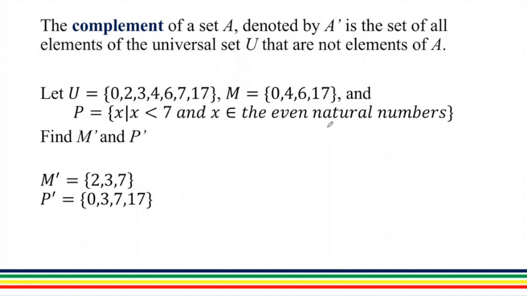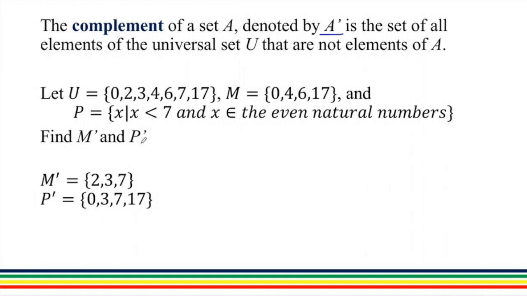The complement of a set A, denoted by A prime, is the set of all elements of the universal set U that are not elements of A. For example, we have a universal set {0, 2, 3, 4, 6, 7, 17}, and we have M as {0, 4, 6, 17}, and P.